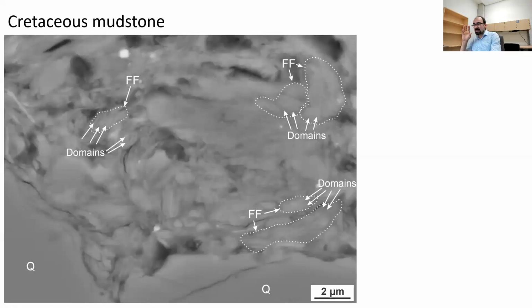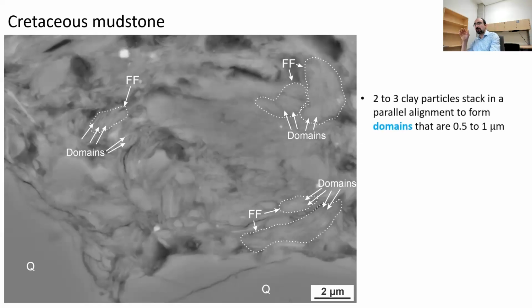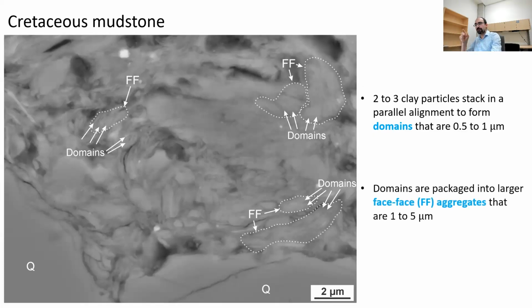What do we see of the matrix? So this is a highly magnified view of the mud. And mud in a clay mineral-rich sediment consists of what we call domains. Domains comprise 2 to 3 clay particles that stack in parallel alignment, and these are typically on the order of about a micron in diameter. Domains are further packaged into what we call face-face aggregates. These are often 1 to a few micrometers in diameter. And so it's domains and face-face aggregates which make up the mud fabric.